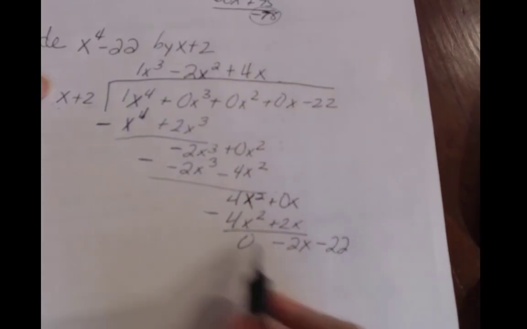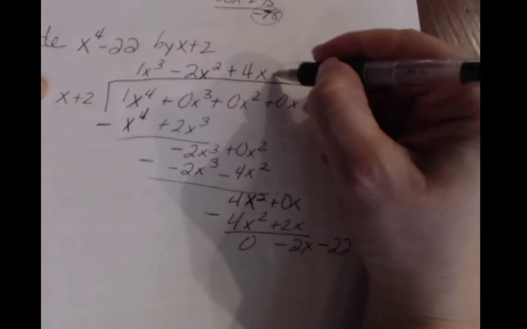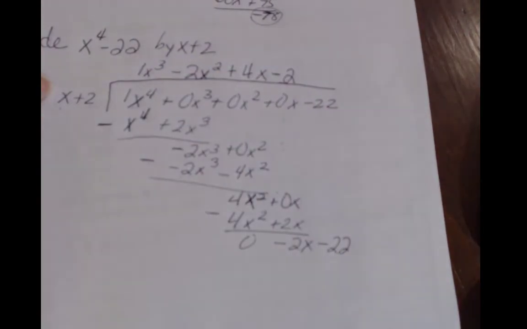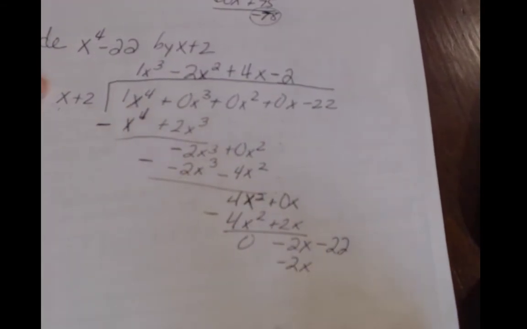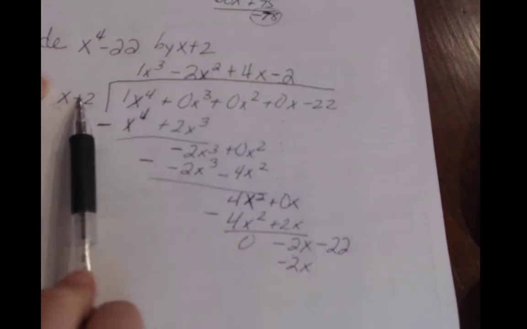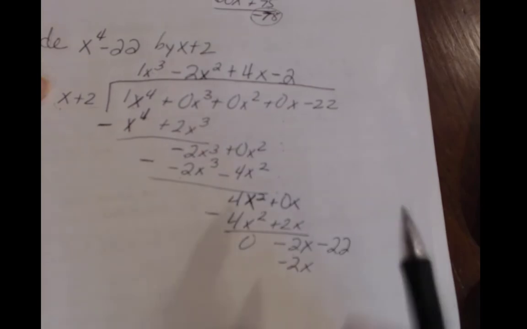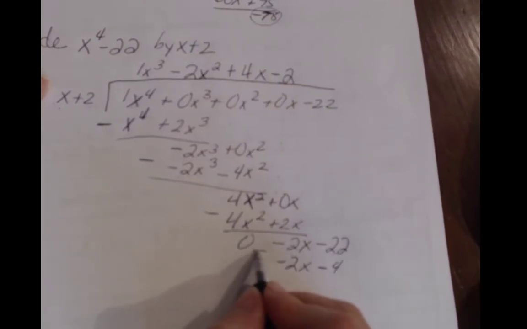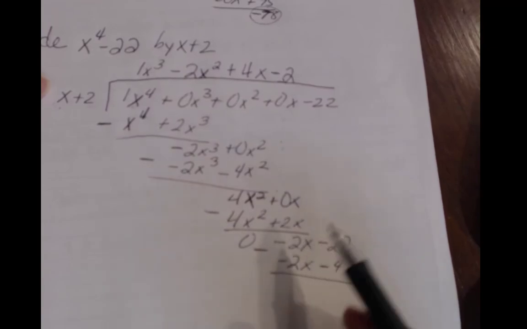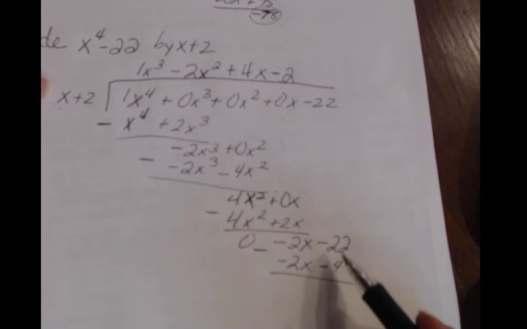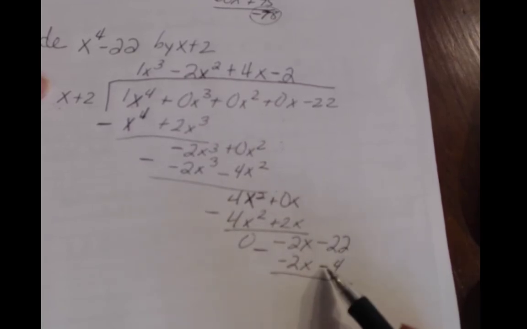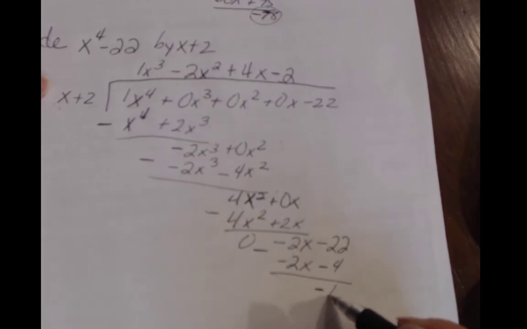What do I need to multiply x by to get a negative 2x? I need to multiply by a negative 2. Negative 2 times x plus 2. Negative 2 times x, that's negative 2x. And negative 2 times 2 is negative 4. Again, here be careful subtracting. You can use a calculator to help if that does help. Negative 2 minus negative 2 is 0. Negative 22 minus negative 4, that's plus 4. So we've got a negative 22 and a plus 4, so that is a negative 18.